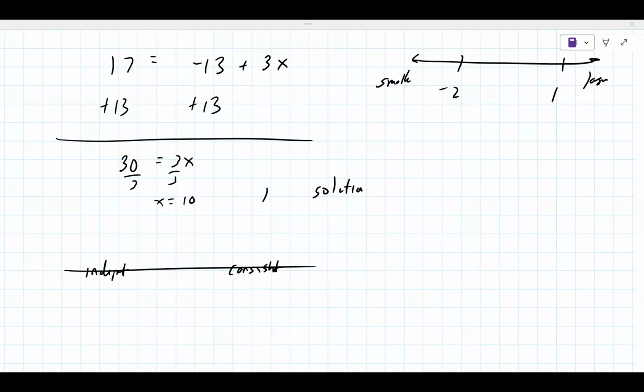Okay. So why don't you try a couple of these on your own, or all of them on your own? Just try one, and you can let me know what you come up with. All right.